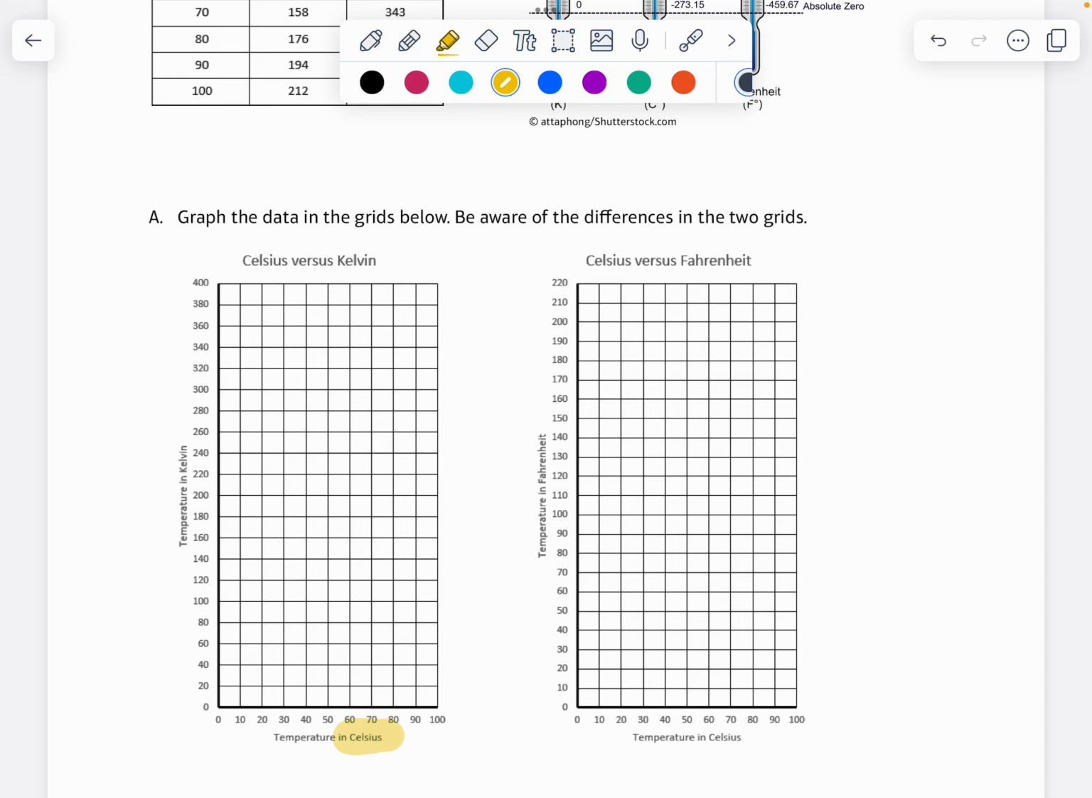Celsius is along the x-axis. Kelvin is right here. And then in the next graph, we also have Celsius down here, but now it is Fahrenheit. They are going to be 2 different graphs. Go ahead right now, try to graph it.